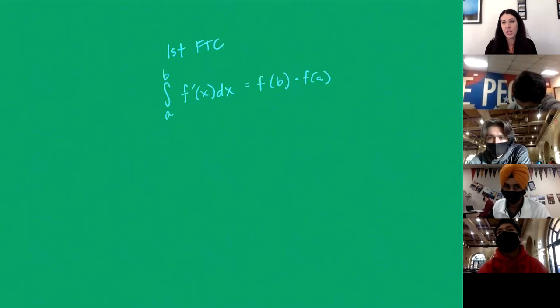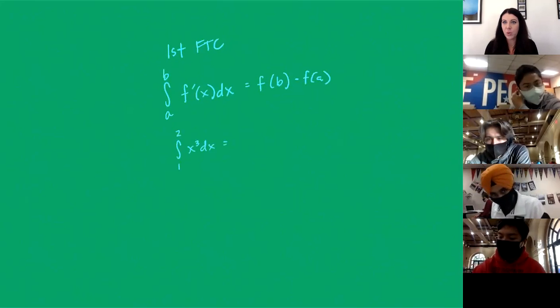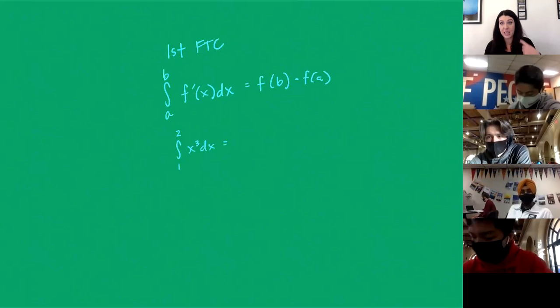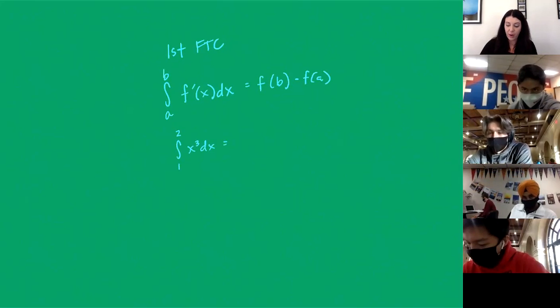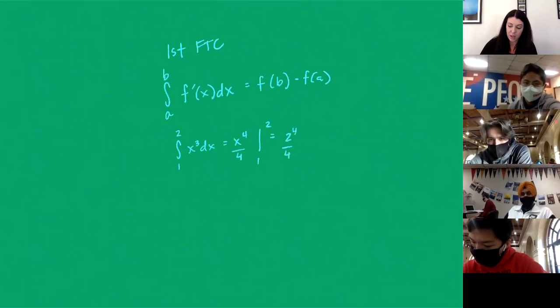This is the one that you guys knew how to do before we even started talking about it. Like if I gave you from 1 to 2 the integral of x cubed dx, you know you don't just plug in 2 and 1 into that. You first have to take the antiderivative, right? So you would get like an x to the 4th over 4. And then you would plug in the top bound and plug in the bottom bound.